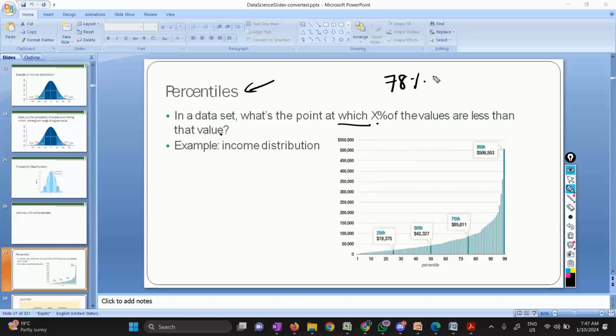Okay, if you say 78th percentile, which means 78% of the whatever that score you have. Let's say this is 75th percentile. So this $85,811 income, which is here, is 75th percentile, means 75% of the people are earning less than that. Making sense?